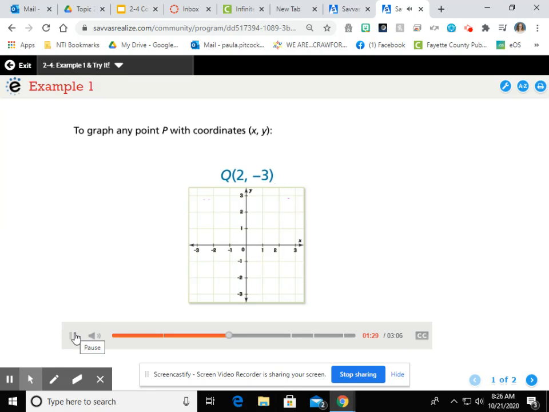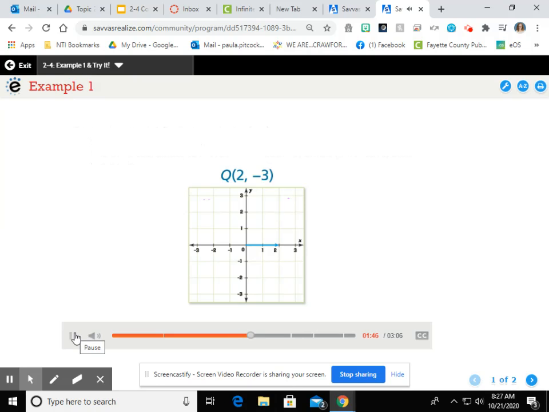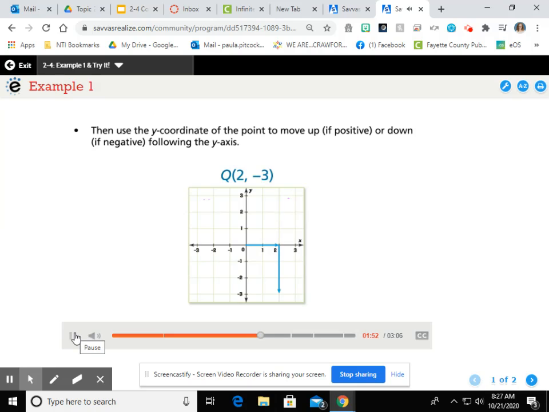Morning. To graph any point P with coordinates x, y, start at the origin, 0, 0. Use the x-coordinate to move right, if positive, or left, if negative, along the x-axis. Then use the y-coordinate at the point to move up, if positive, or down, if negative, following the y-axis. Draw a point on the coordinate plane and label the point.